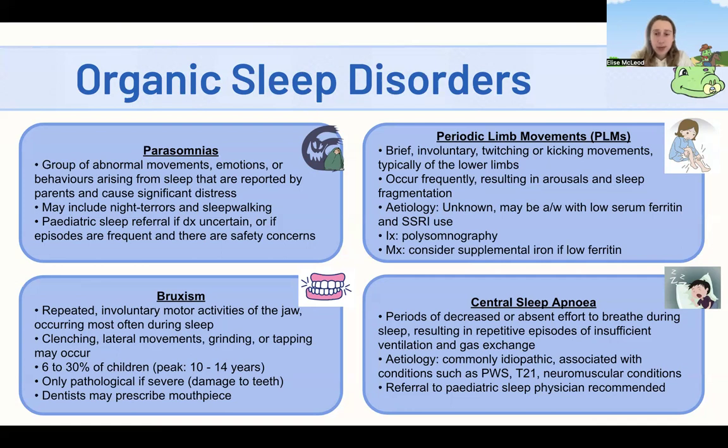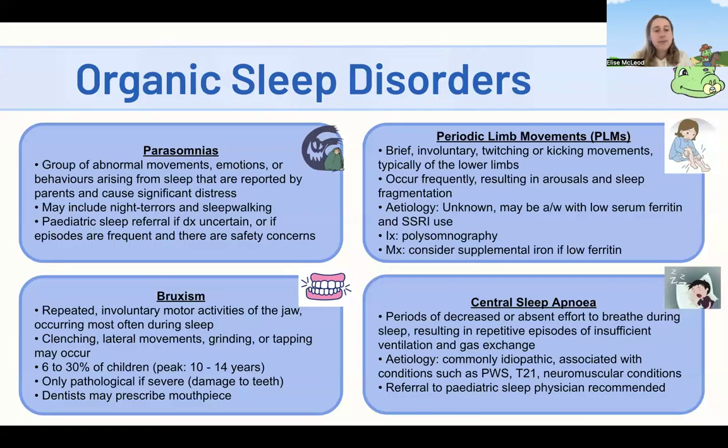Periodic limb movements, or PLMs, are brief involuntary twitching or kicking movements, which are most often in the lower limbs. Results in fragmented sleep and lots of arousals. Sometimes unknown etiology, but often low ferritin can cause this, or SSRI use. They can be picked up on a sleep study or polysomnography. And for management, not much can be done, but if low ferritin is a cause, you might consider supplemental iron.